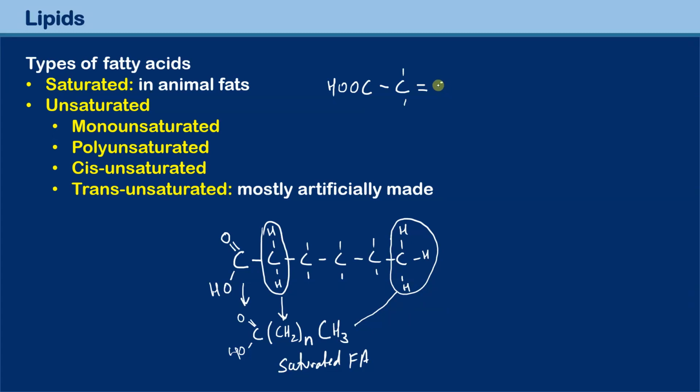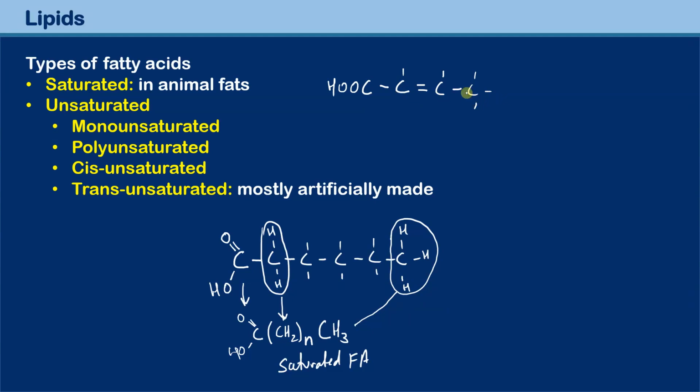No, this. Where's the mistake? Do you see the mistake? How many bonds does this carbon have? 1, 2, 3, 4, 5. That's not possible. Okay, so I do it like this. And let's say I have something like this. It's a very, very short fatty acid.